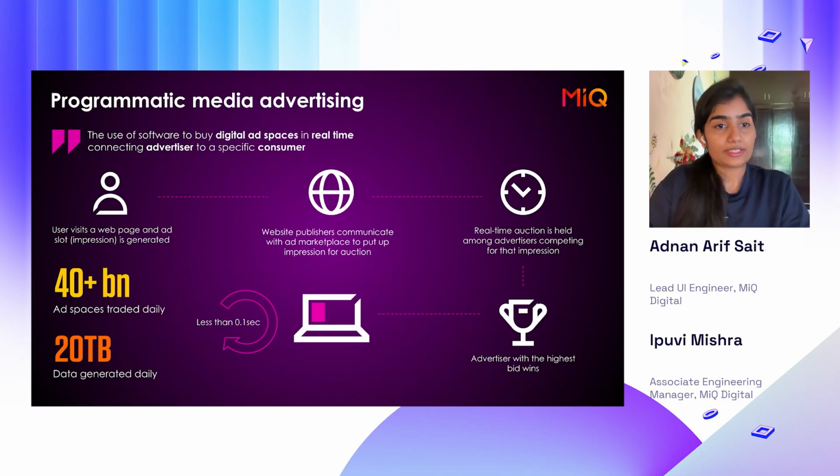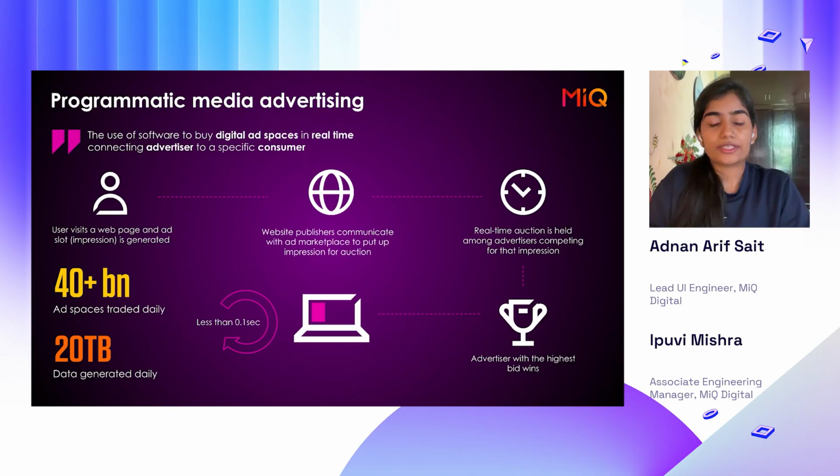Once this pre-campaign analysis is done, whenever a user visits a website, an ad slot gets generated. And this ad slot is published to the ad marketplace. Now, what happens at the ad marketplace is a real-time auction. All of this is happening right before your website loads, so maybe less than 0.1 seconds.